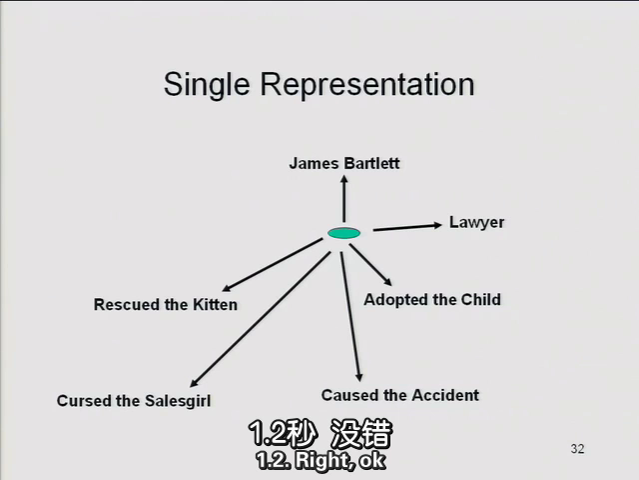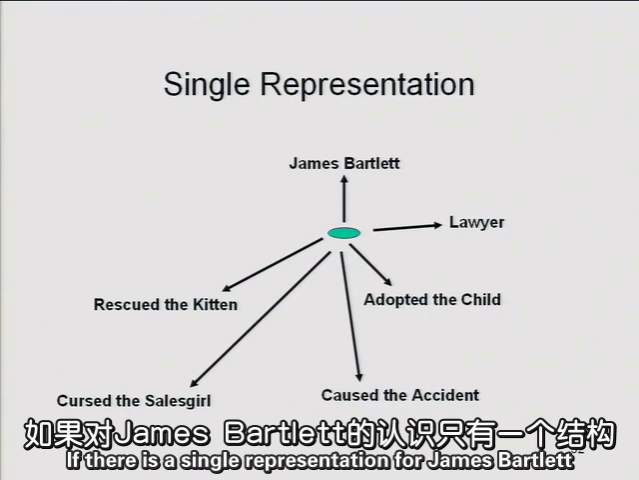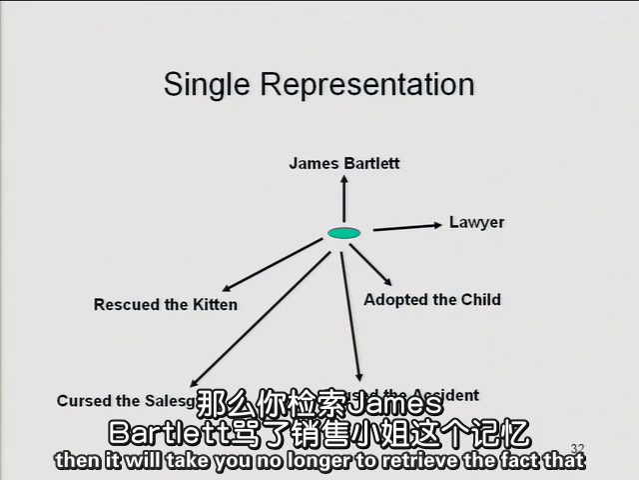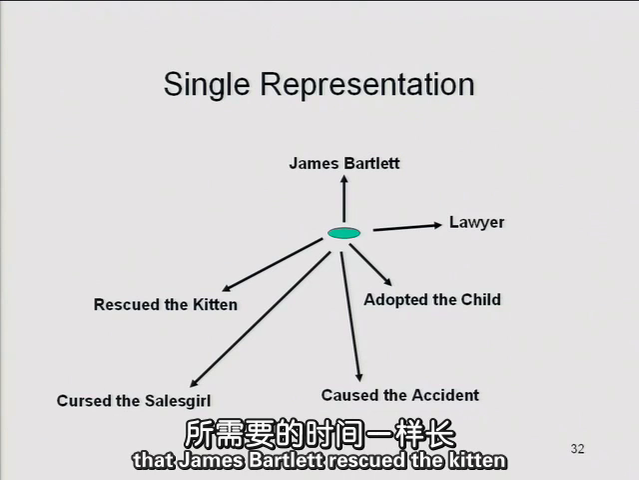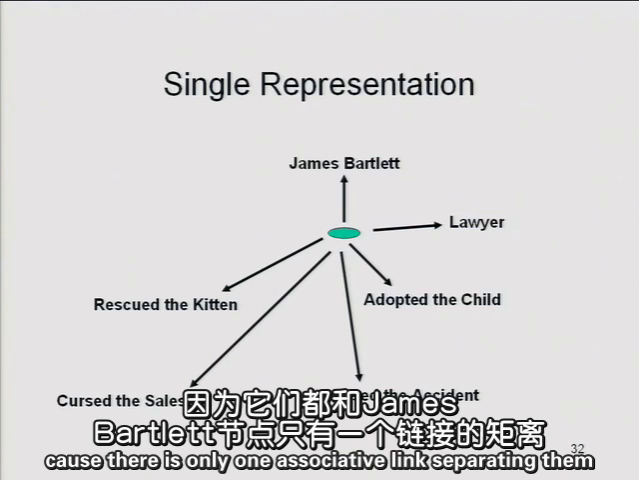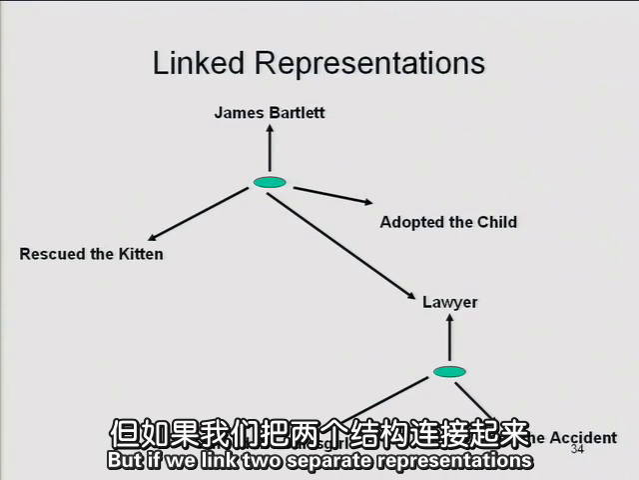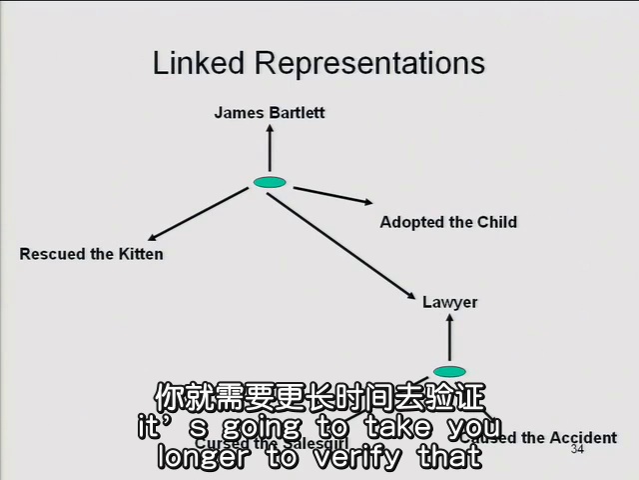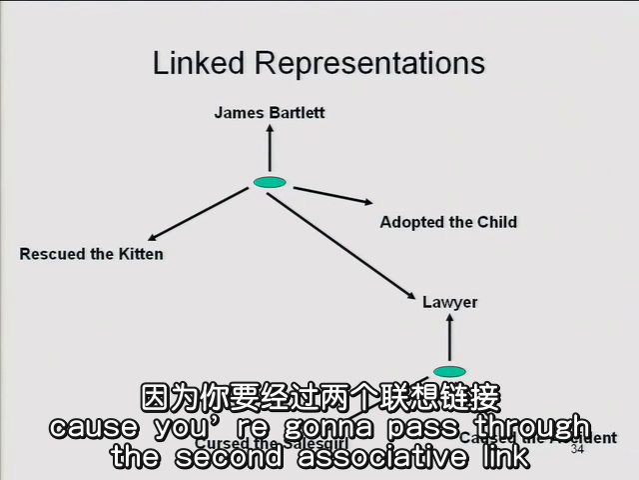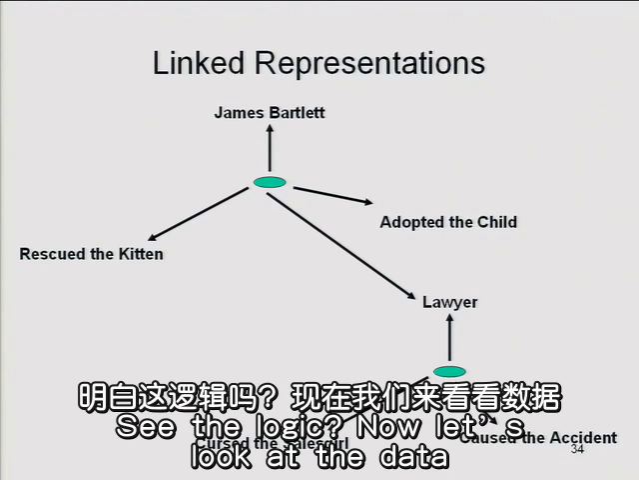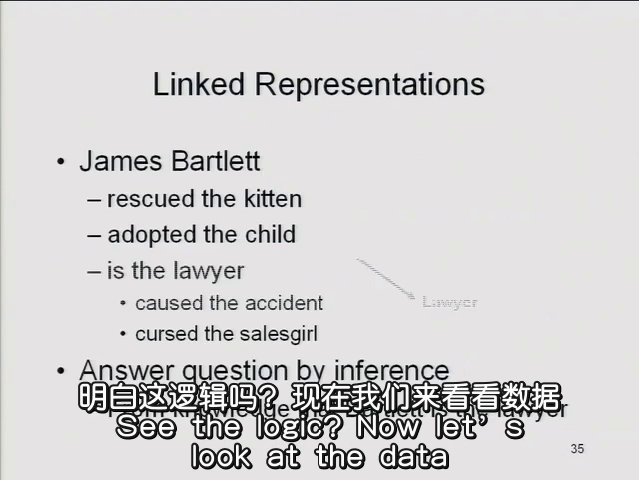Okay. If there's a single representation for James Bartlett, then it'll take you no longer to retrieve the fact that James Bartlett cursed the salesgirl than it will to retrieve the fact that James Bartlett rescued the kitten, because there's only one associative link separating them. But if we've linked two separate representations, it's going to take you longer to verify that James Bartlett cursed the salesgirl because you have to pass through this second associative link. See the logic? Now let's look at the data.